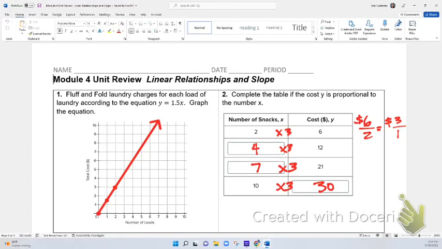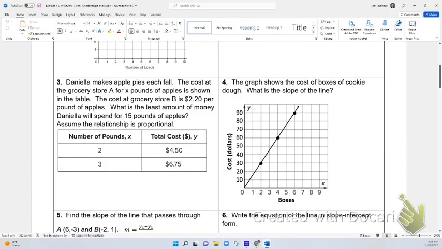For number 3, it says, Daniela makes apple pies each fall. The cost at grocery store A for x number of pounds of apples is shown in the table. The cost at grocery store B is $2.20 per pound. What is the least amount of money Daniela will spend if she wants to buy 15 pounds of apples? So again, there are 2 stores, store A and store B. Store A is here in the table.